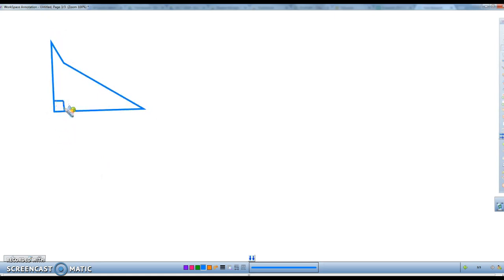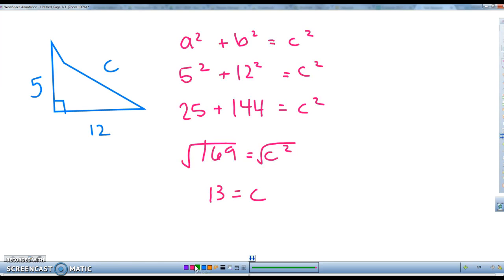Well, we'll pretend that's a triangle. This side is going to be 5, and this side is going to be 12. See if you can find how long C is. Good, we should have gotten that C is 13. And again, 5, 12, 13 is another Pythagorean triple.